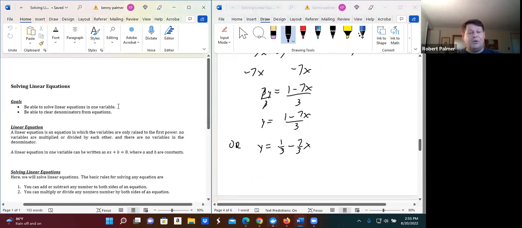So remember, our goals were to solve linear equations in one variable, and to clear denominators from equations. We did both those things.